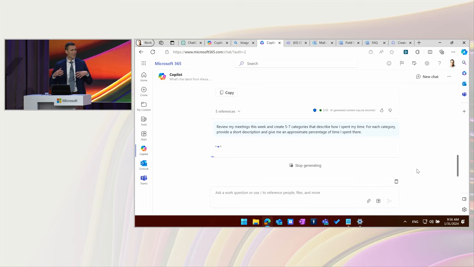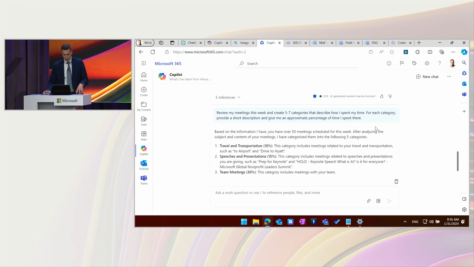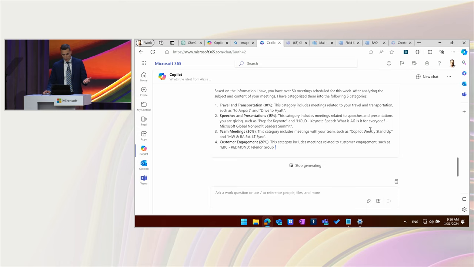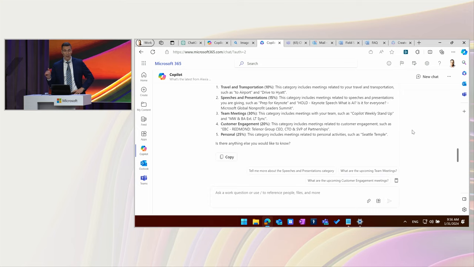Now, look, this particular prompt we're still working on, it's not perfect. Copilot is learning how to think about time in your calendar and how to do math, all sorts of things. But based on the information I have about over 15 meetings scheduled for this week, after analyzing the subject content, it has categorized them into the following 5 categories. I do give speeches and presentations, I meet with my teams, and so on. But wow, pause for a second. General purpose reasoning engines and data. That's impressive if you think about its ability to do things. Very impressive.